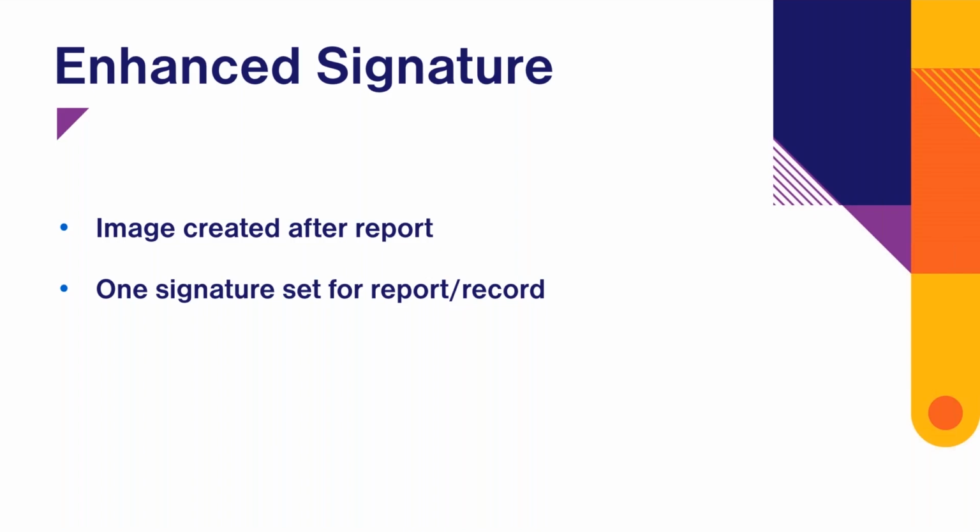In this case, you can only create one enhanced signature for a record. So if you want to sign a specific order, the customer's signature will be recorded once, and you can then create more iterations of that report. Of course, you can change the signature as well, but only one signature can be saved for that specific record at a time and used on the report.